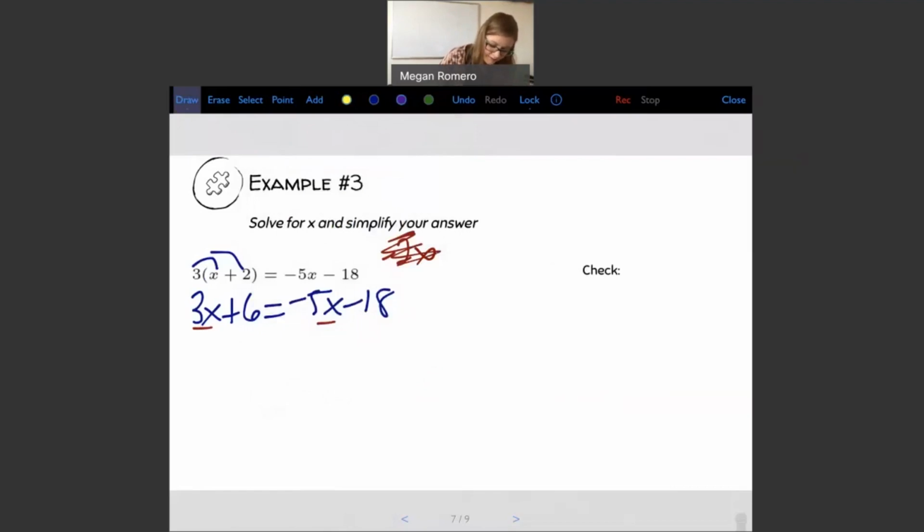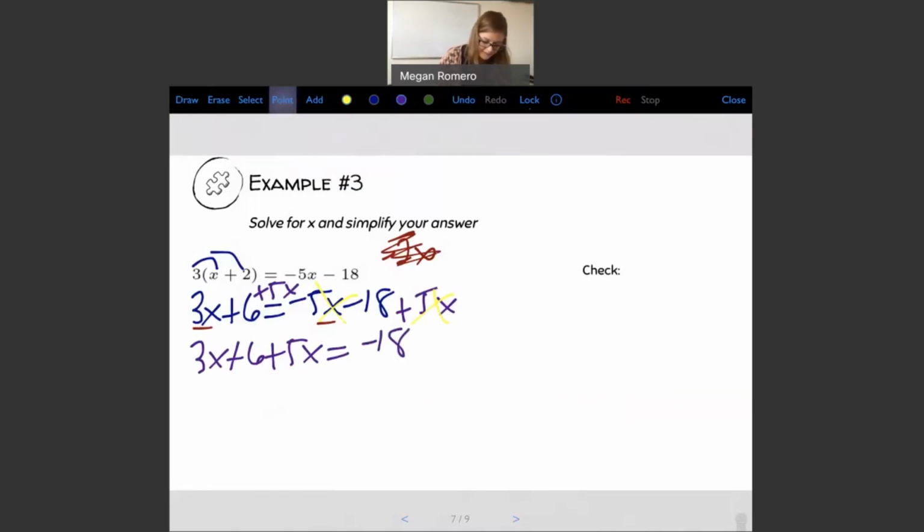I'm going to add 5x to both sides. Okay. So now I would have 3x plus 6 equals, these 5x's would cancel out, -5x and +5x, and then I have -18. Okay. Notice now on the left-hand side, we can combine like terms. Since they're on the same side, this is where we combine them together. So we have 8x plus 6 is equal to -18.